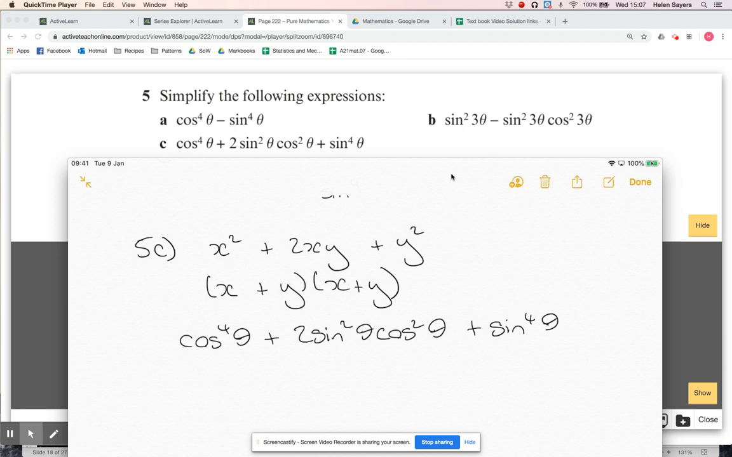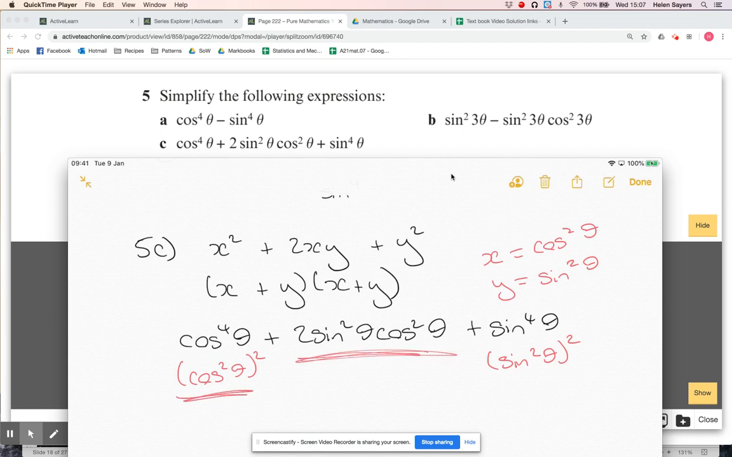Okay, so they might at first glance look completely different, but actually, if we use the substitution that x is cos squared and y is sine squared, they are actually of the same structure, because this is cos squared squared, and this is sine squared squared. So we have got our x squared term, our 2xy term, and our y squared term.